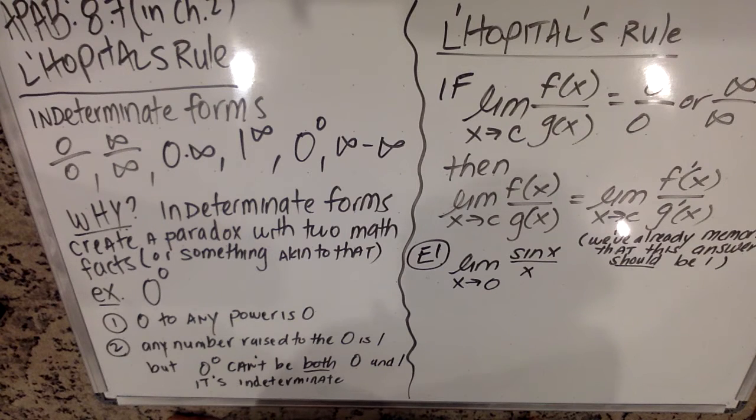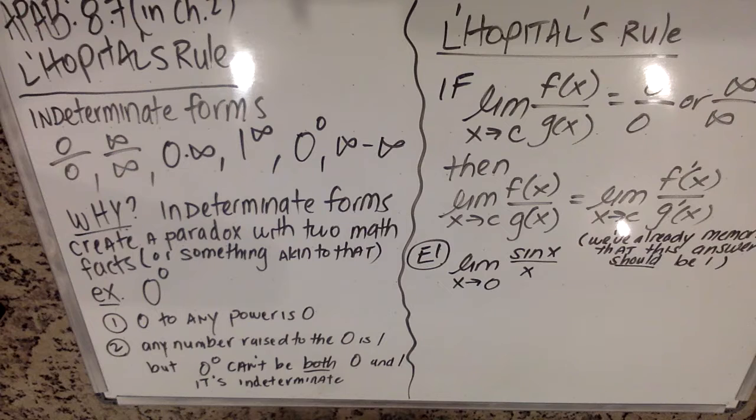So what makes these things indeterminate forms? A really sort of slapdash way to think about it is that essentially it creates a paradox between two things that you know to be math facts, but they both can't be true in this scenario. The easiest one to show you that with is 0 raised to the 0 power. I think most of us are comfortable with the fact that 0 to any power is 0. Like 0 squared should be 0, right?